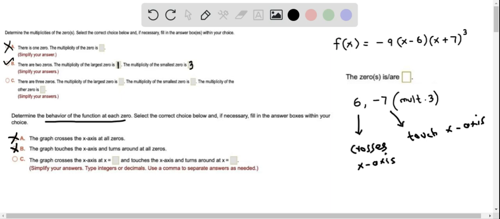And finally, we have the choice C. This must be correct. Anyway, we will have a look. The graph crosses the x-axis at x equal to. So we can see that it crosses at x equal to 6. So we write down 6 here, and touches the x-axis and turns around at x equal to negative 7. So we write down negative 7 here. So we choose option D as the correct behavior of the function at each zero.